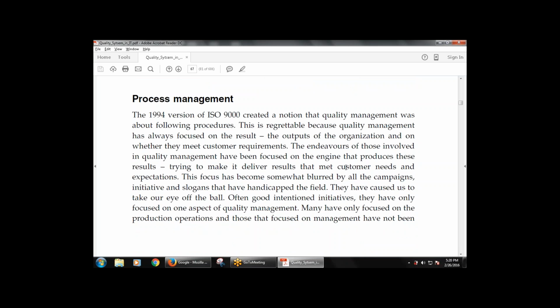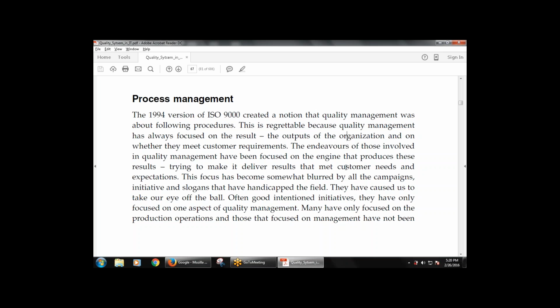And the endeavor of those involved in quality management has been focused on the engines that produce these results. So whatever the quality improvement, it delivers a result that meets the customer needs and expectations, and that is available in process management.